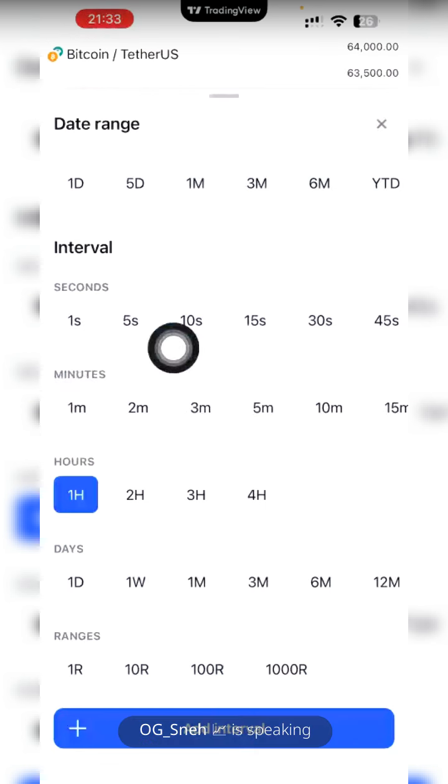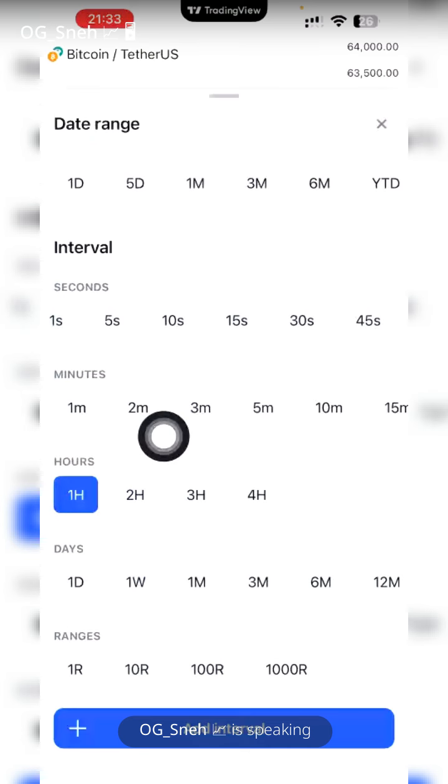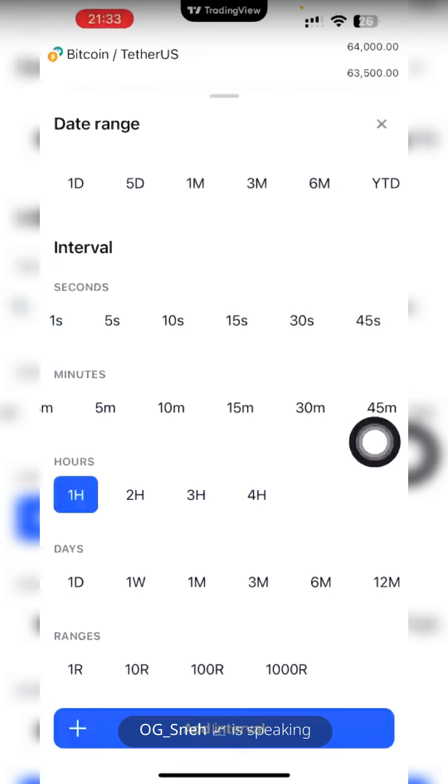Now look at this one. We also have 1 second time frame, 10 seconds time frames. We have minutes time frames: 1 minute, 2 minutes, 5 minutes, and everything. We have hours time frames. We have this time frame. Now, what are we concerned about?